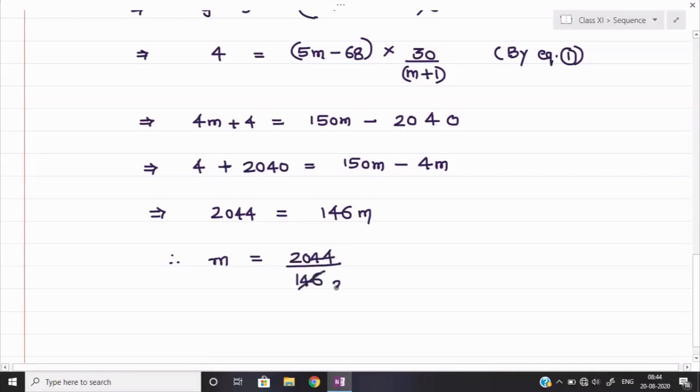If we cancel by 2, then if it is cancelled by 2, this will remain 73, and if this one I cancel by 2, this will remain 1022. Okay, now 73 is a prime number, I suppose. So 1022 and 73, how many times it can be cancelled, because the value of m cannot come in fraction as well as in decimal. So let us try some values here. 73, in 73 what shall we multiply to get 1022?